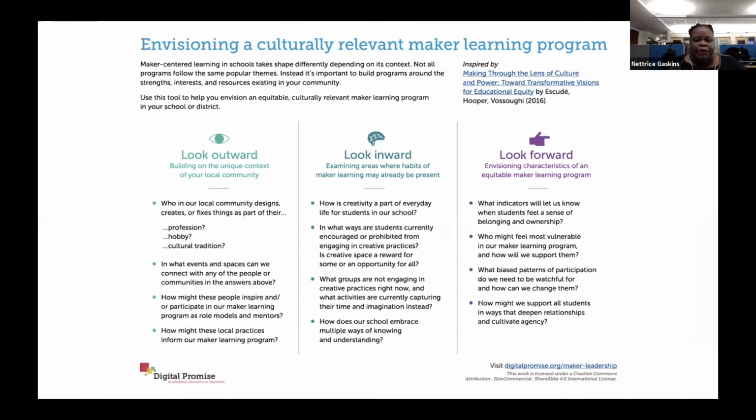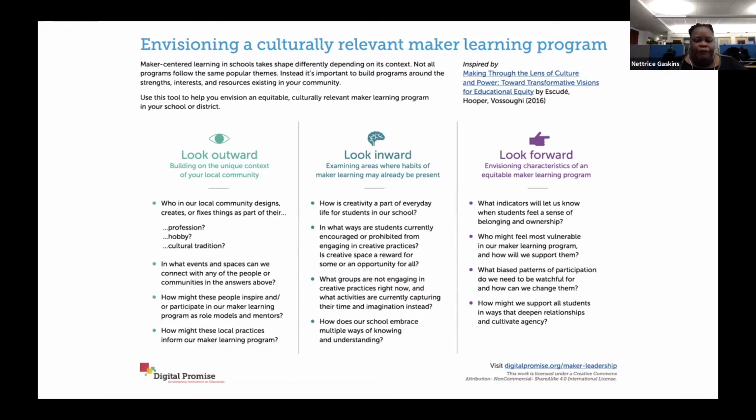The three things I want to point to here are three columns. One is looking outward, where you're building on the unique context of your local community. You're also looking inward, where you're examining areas where habits of maker learning may already be present. And then you look forward, envisioning characteristics of equitable making. There are some questions in there.